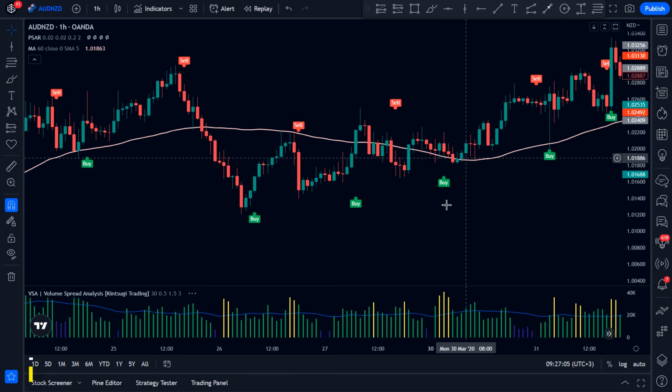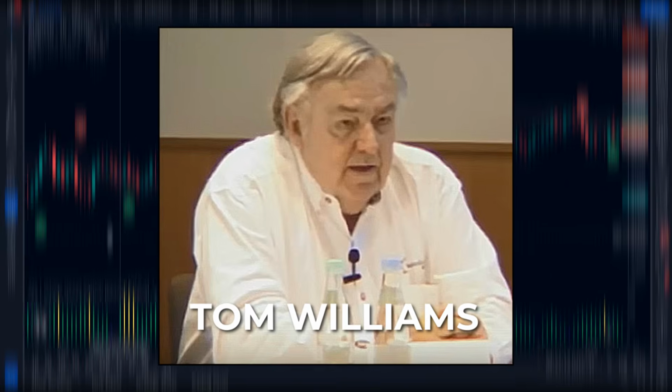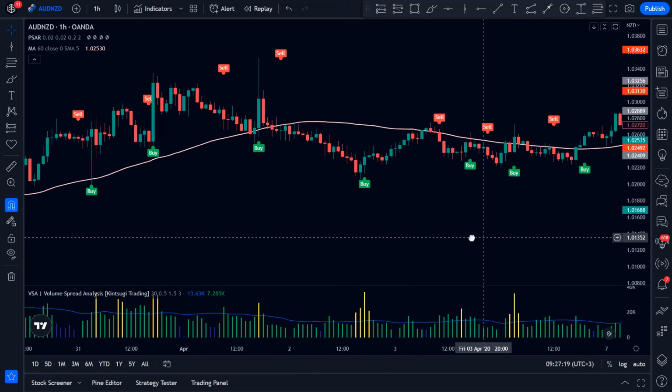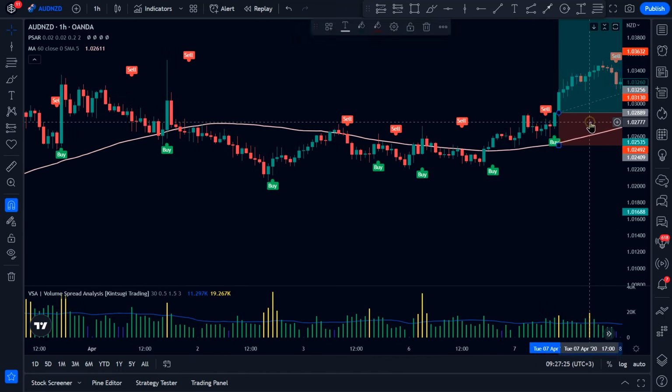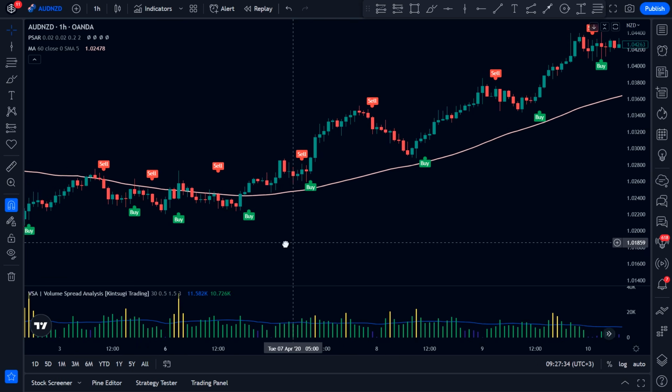The volume spread analysis indicator was originally developed by the legendary trader Tom Williams. It's used to identify changes in supply and demand by analyzing the interaction between the price of an asset and the volume of shares traded.